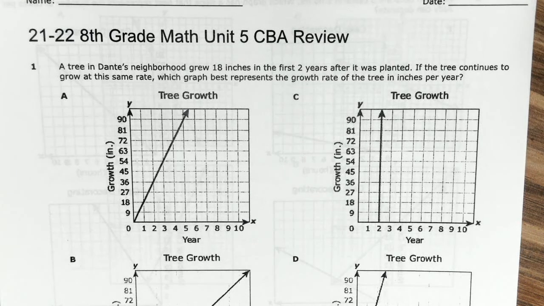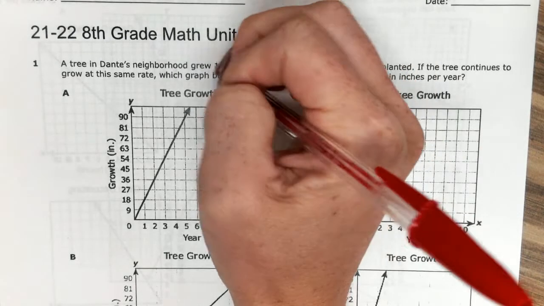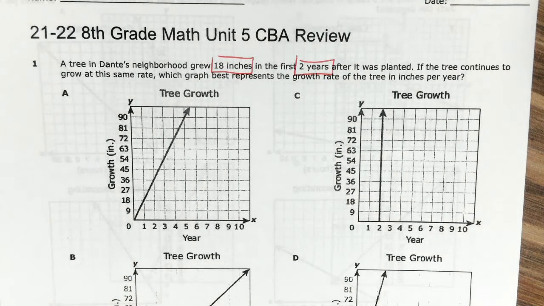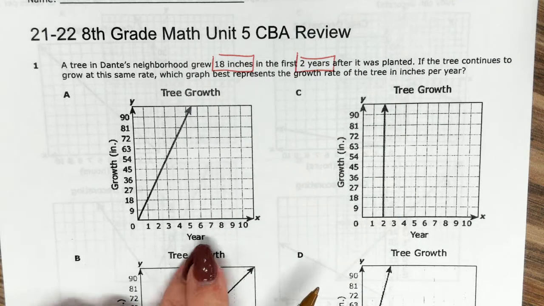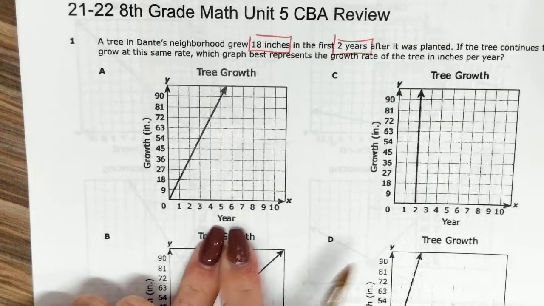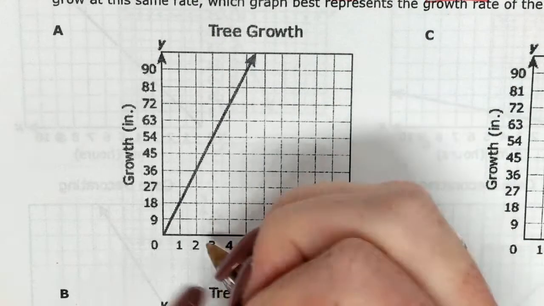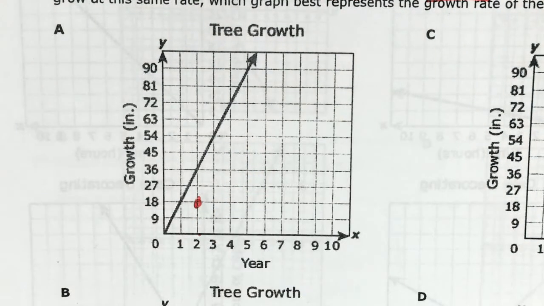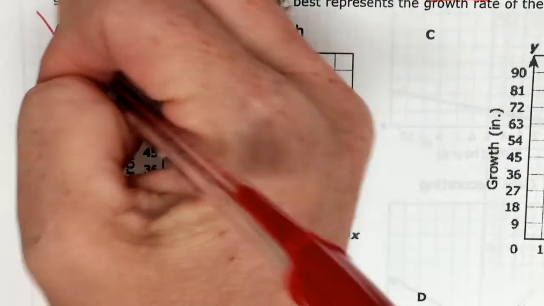Okay, this is your CBA review we're going over. Number 1, you had to plot the point 18 inches to years. So look at the x-axis and what is it labeled with, inches or years? So I'm going to go to 2 years and there should be a dot at 18 inches. So was A the correct answer? No, because this did not fall on the graph.